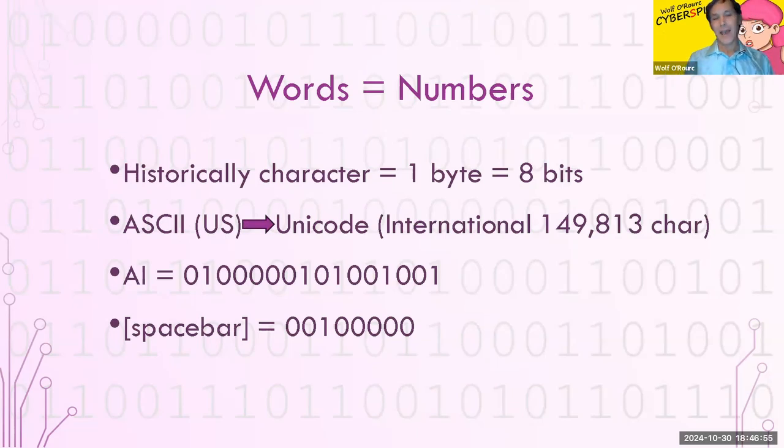So to bridge this gap, the US came up with a standard back in the dark ages of computing, and they pretty much coined the terms. So historically, a character is 1 byte, 8 bits, and the ASCII code that the US used would encode the US alphabet and the numbers and a few special characters. Well, that stopped working once we started selling all this stuff into the rest of the world. So now we use Unicode, which is international and has 149,813 characters. So it can cover pretty much any language in the world.